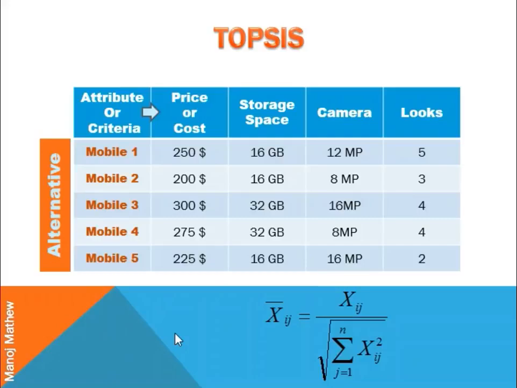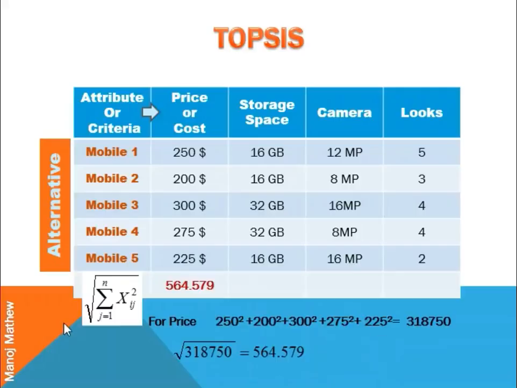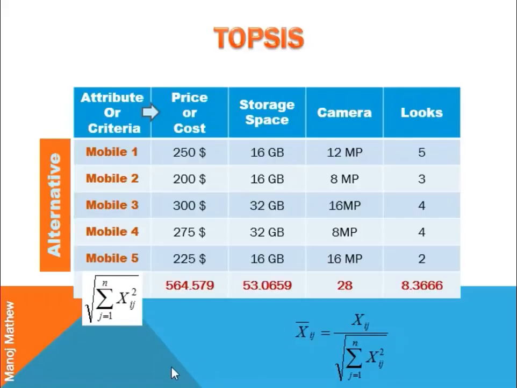In TOPSIS, vector normalization is done. This is the formula for the vector normalization. First, I will show how this denominator is calculated. I have shown how the denominator is calculated for price. The square root of the squared summation gives the denominator. All these values 250, 200, 300, 275, 225 are squared and added, and the root of the value is taken. Similarly, we can calculate values for other criteria also.